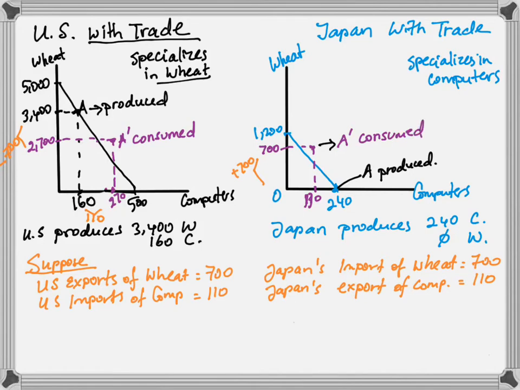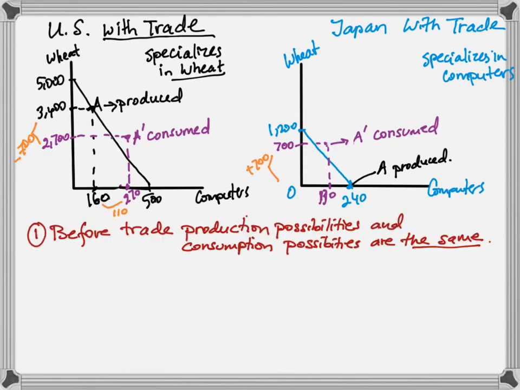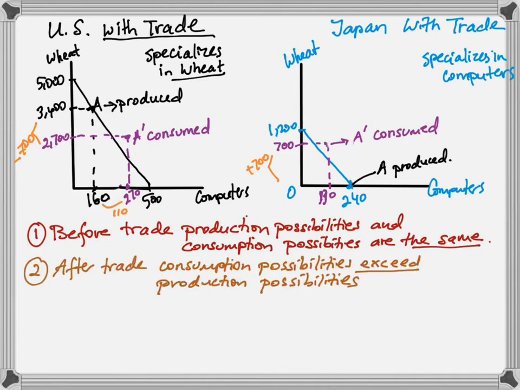This is how much the Japanese people can consume. Then that's all because of trade. So, what kind of results can we derive from this example? First, before trade, production possibilities and consumption possibilities are the same. Second, after trade, consumption possibilities exceed production possibilities. Third, total world production increased.